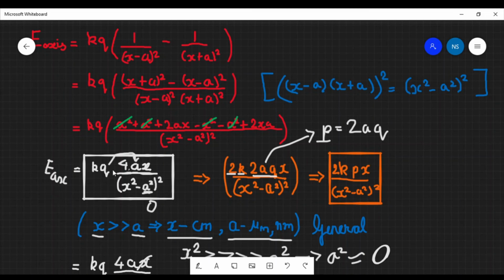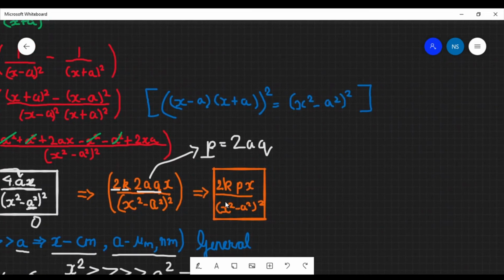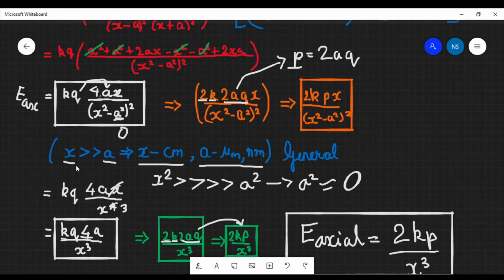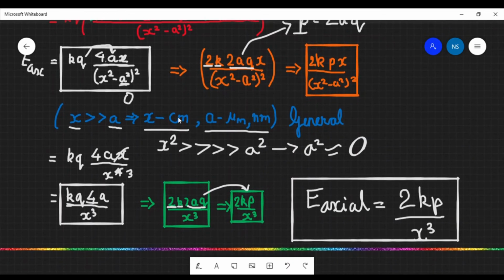Then we got E axial is equal to 2kpx by (x square minus a square) the whole square. But we saw that generally x is much greater than a, because x might be given in centimeters whereas a will be given in micrometers or nanometers. Therefore x square is much greater than a square, so this a square tends to be 0. So we neglect that a square term, and then we get x to the power 4. We can cancel the x present over here, and then we get kq 4a by x cube.